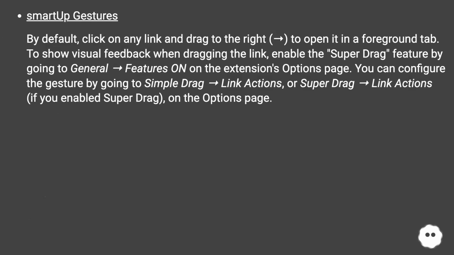Smart Up gestures. By default, click on any link and drag to the right to open it in a foreground tab. To show visual feedback when dragging the link, enable the Super Drag feature by going to General Features on the Extensions Options page. You can configure the gesture by going to Simple Drag Link Actions or Super Drag Link Actions if you enabled Super Drag on the Options page.